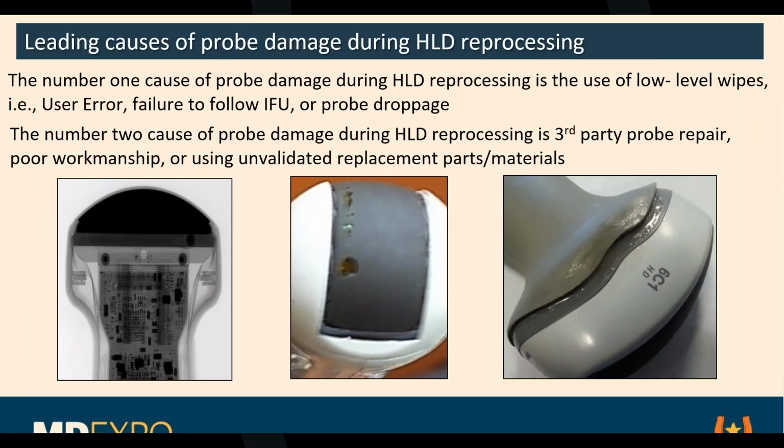They use gluing materials that can't survive a particular thing, because they're not using how the OEM glued it together. So what we see is the number 2 cause of probe damage during HLD reprocessing is third-party probe repair. They're not using either the exact material that the OEM uses or what the FDA classifies as substantially equivalent. But you have to validate it. The third-party servicer has to validate that their probe can withstand it.